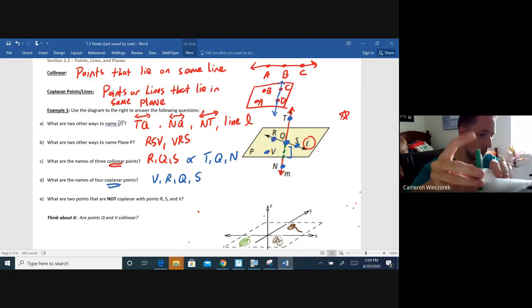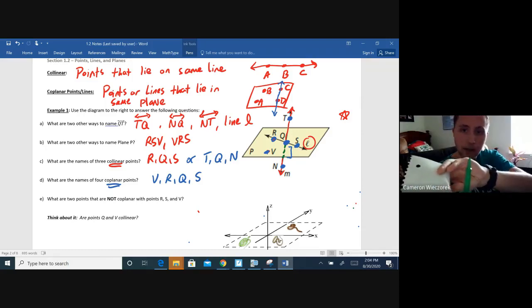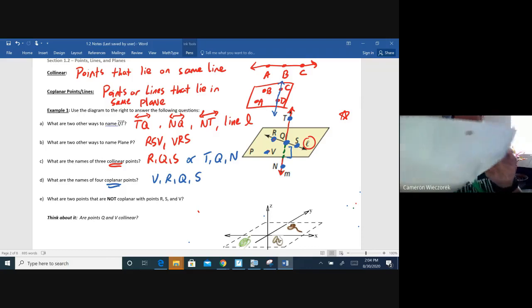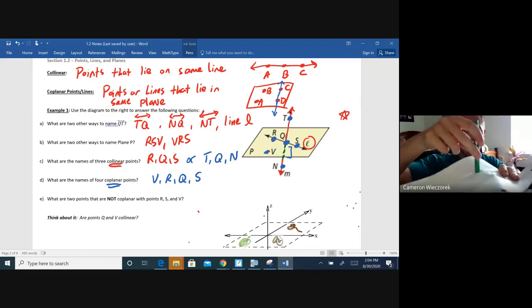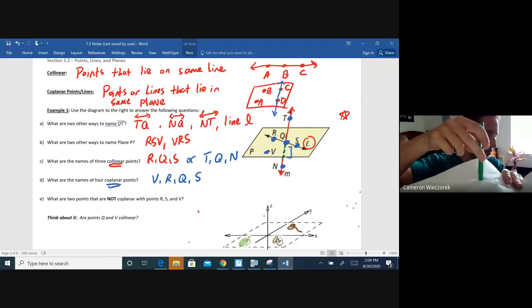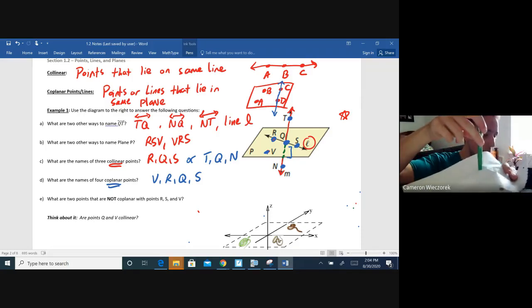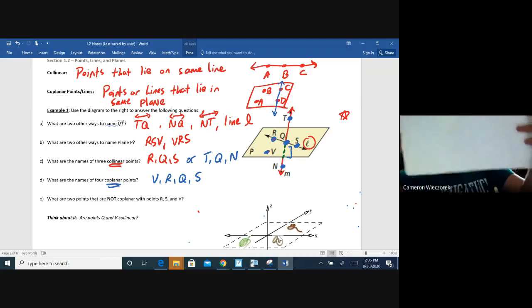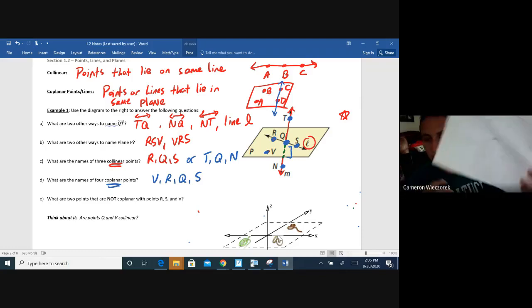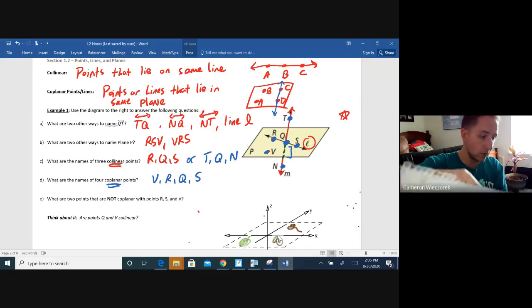So the pen cap would be point T, and the part that I write with on the bottom would be point N. So what's happening here is the point at the top and the point at the bottom are no longer on the plane. So when it asks you what are 2 points that are not coplanar with R, S, and V, R, S, and V are on my paper. I just drew them in. But if you poke the hole through, that's what the little dashed line means. T is now above the plane, and N is now below the plane. So T and N are not coplanar.